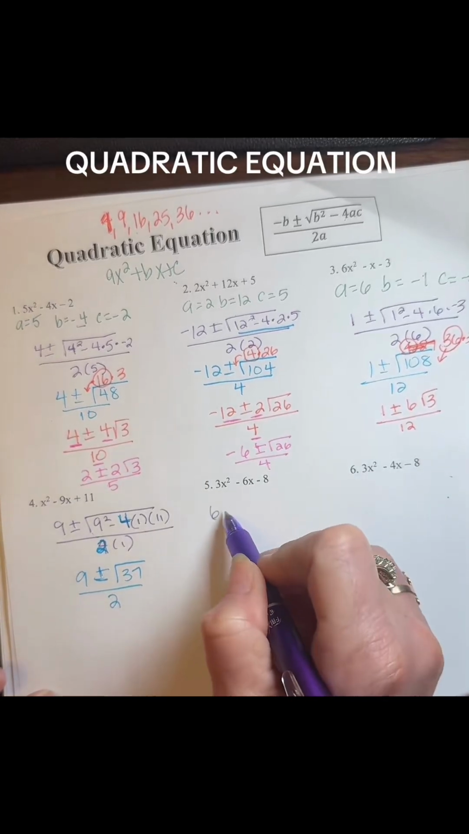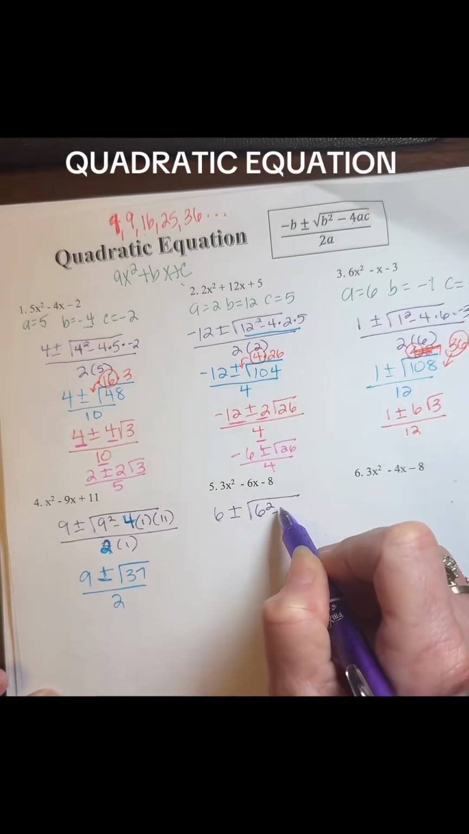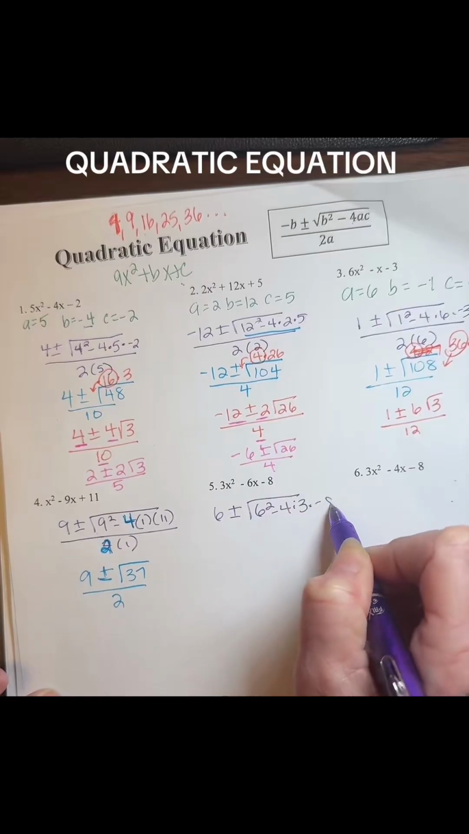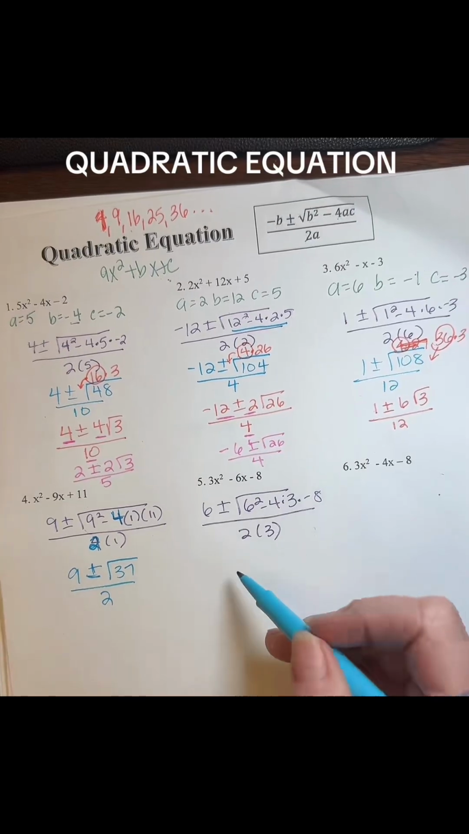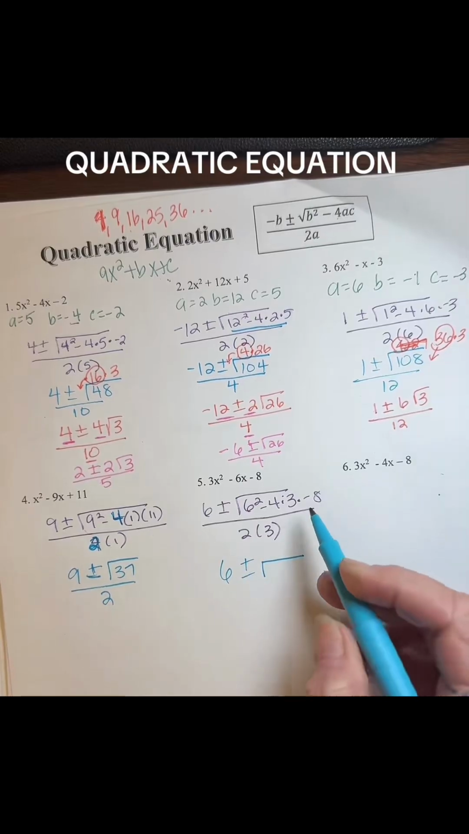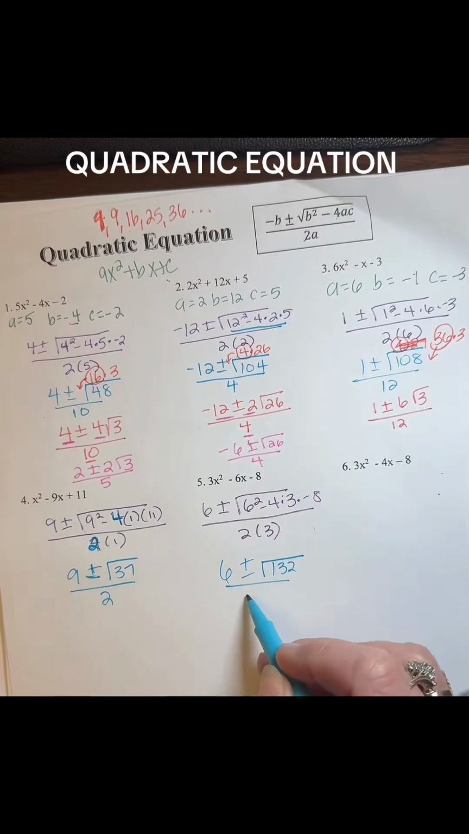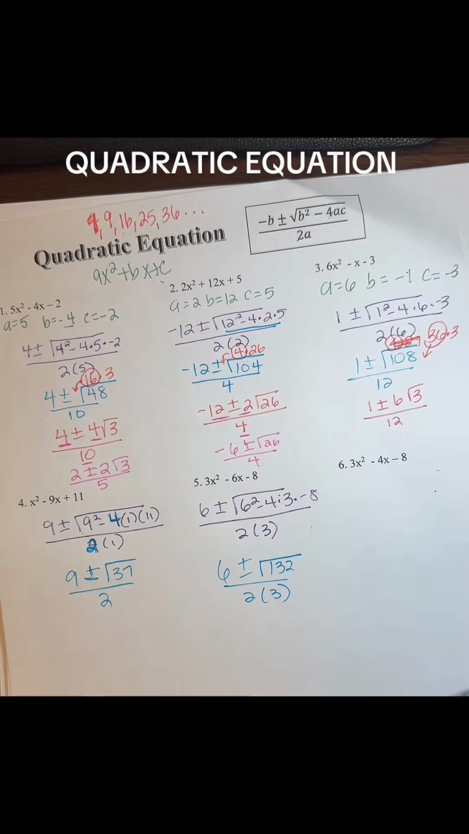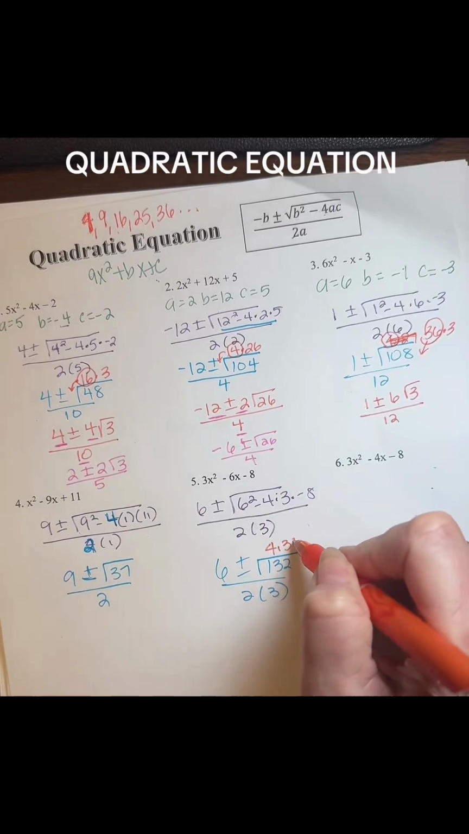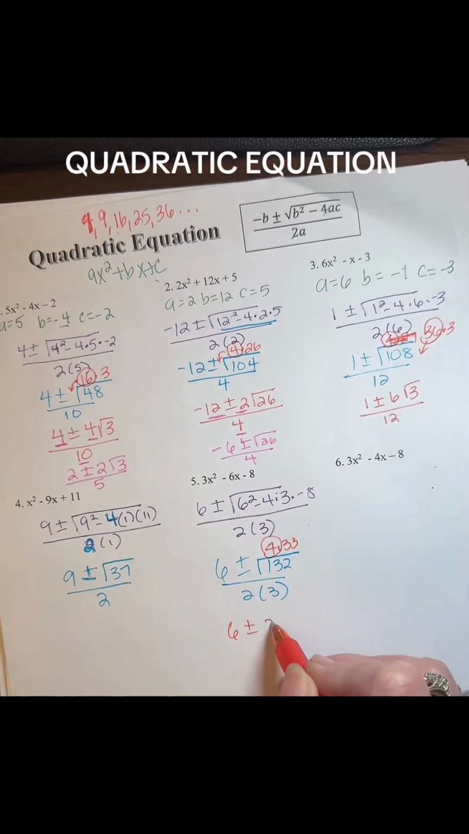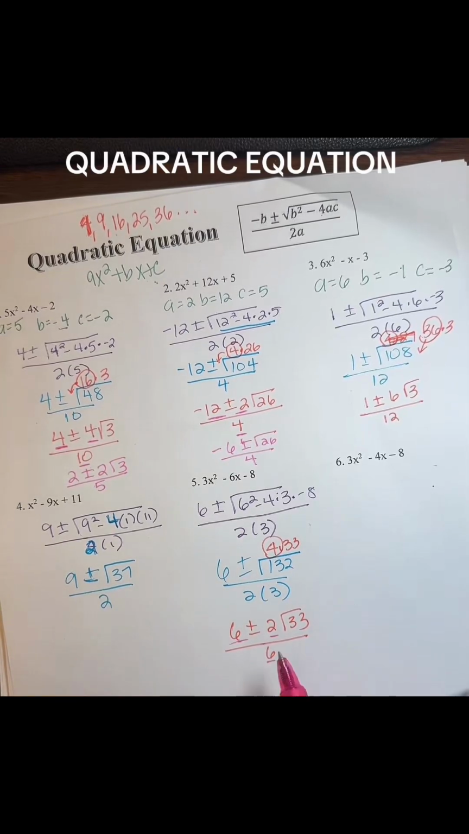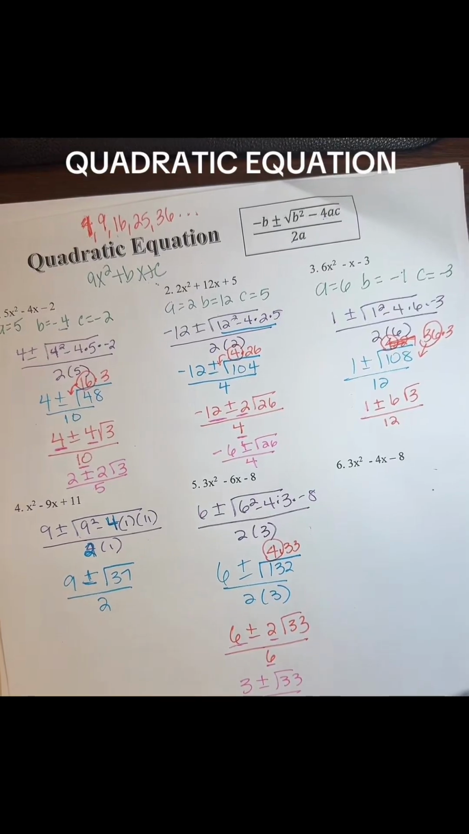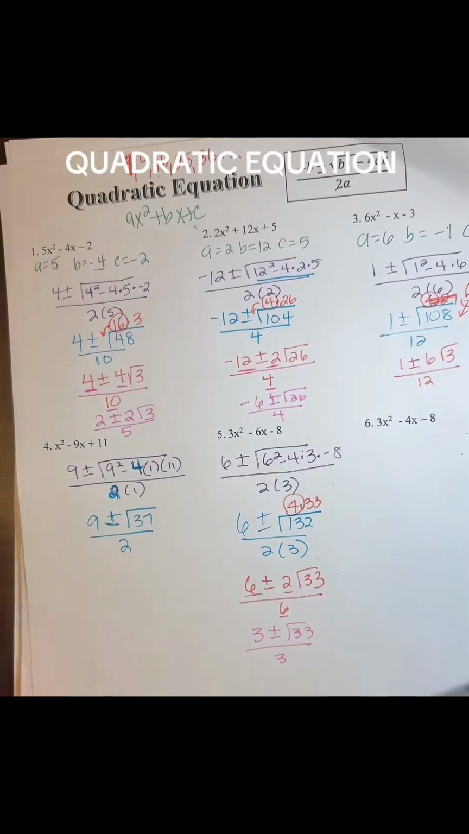Positive 6 plus or minus the square root of 6 squared minus 4 times 3 times negative 8. All over 2 times 3. Then that's going to be 6 plus or minus the square root of 132 over 2 times 3. 4 times 33. 6 plus or minus 2 square root of 33 over 6. Reduce all three of these by 2. 3 plus or minus square root of 33 over 3. Whoops.